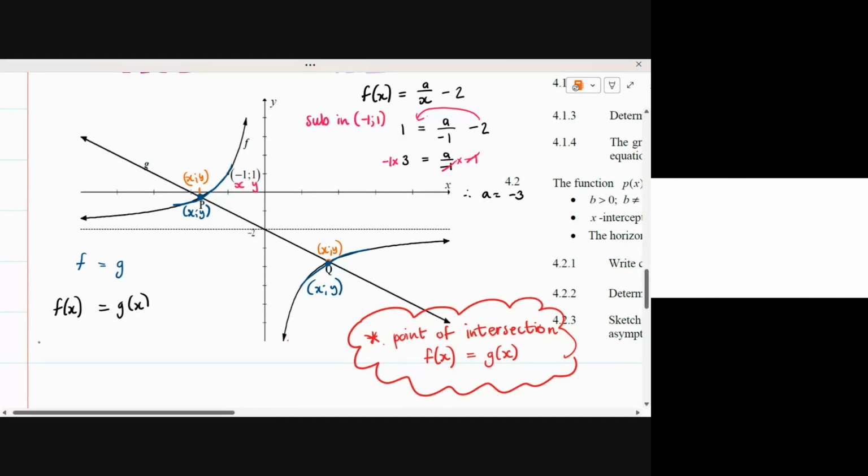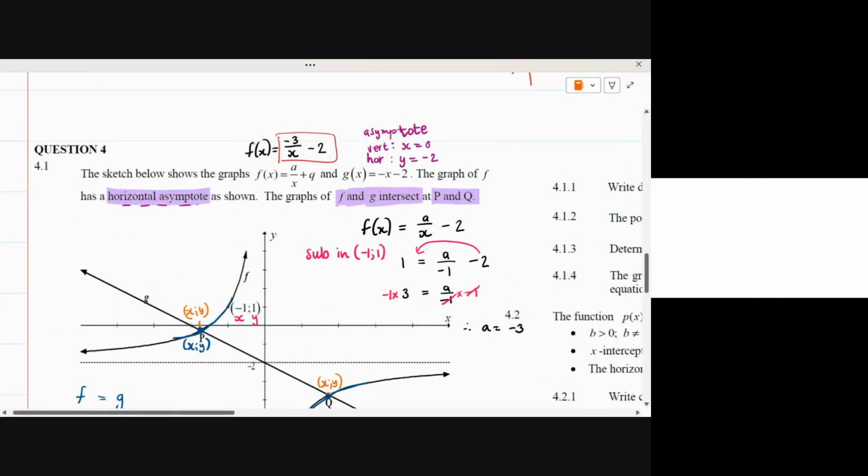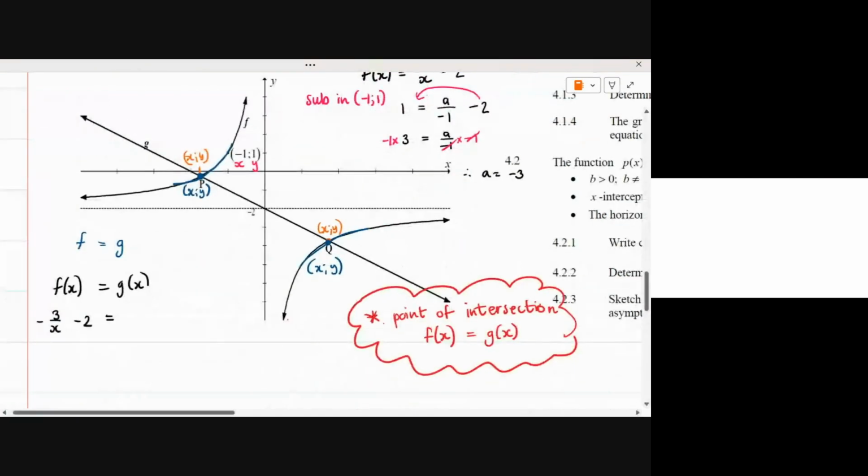I'm going to go -3 over x minus 2 is equal to, and then I'm going to find g of x. They've given me g of x. They've told me that g of x is equal to -x minus 2. So -3 over x minus 2 is equal to -x minus 2. Okay, and now we've got an equation with just x's in it. So we now need to do some good algebra to figure out what x is.